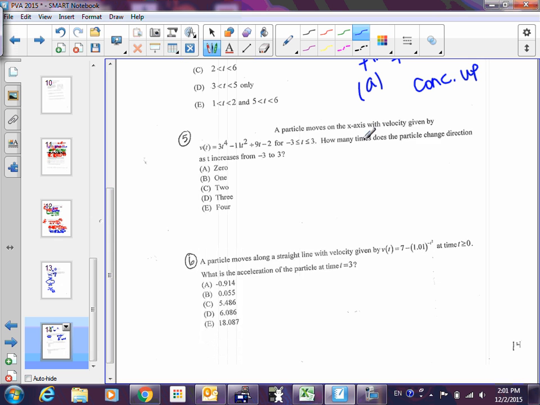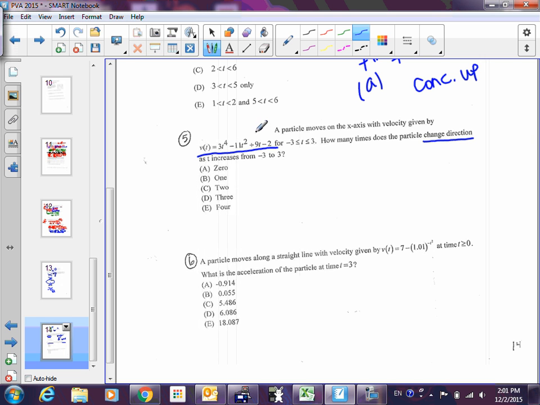Okay, so on number 5, we're given a velocity equation, and it says how many times does the particle change direction? Can you just look at the x to the 4th and take one away? Well, that could give you a possible answer. If I set this thing equal to 0, could I get 4 zeros and therefore 3 times it changes direction? That could be, but we know that sometimes it doesn't work out that way. And this is not factorable, so we can't factor it. So we need to be sure.